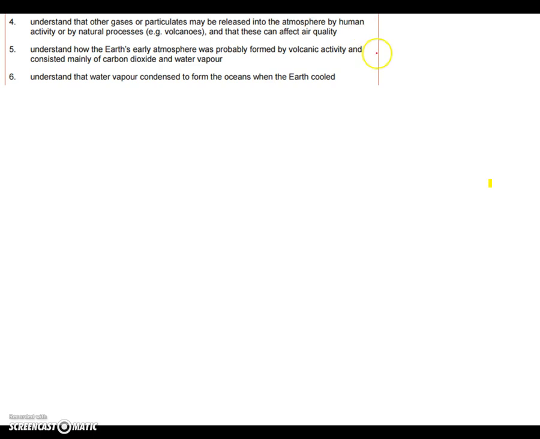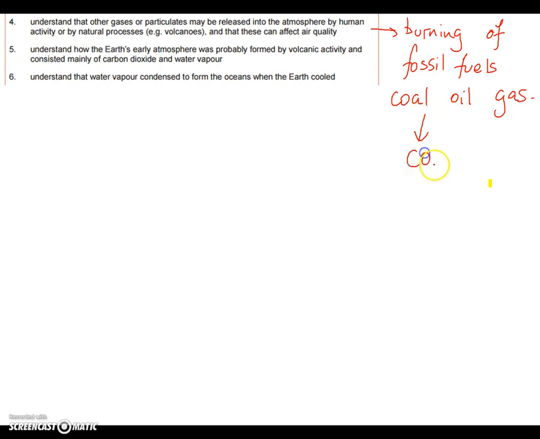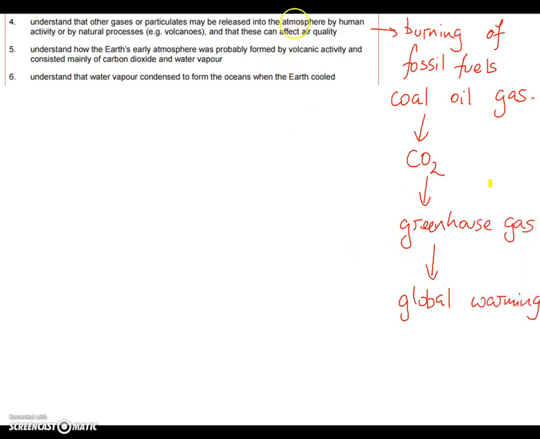So human activities, mainly this is burning of fossil fuels. And our fossil fuels are coal, oil, and natural gas. And when we burn these ones, we generally release carbon dioxide, and carbon dioxide is a greenhouse gas. And too much greenhouse gas in the atmosphere leads to global warming. So that's the main one it's talking about there.